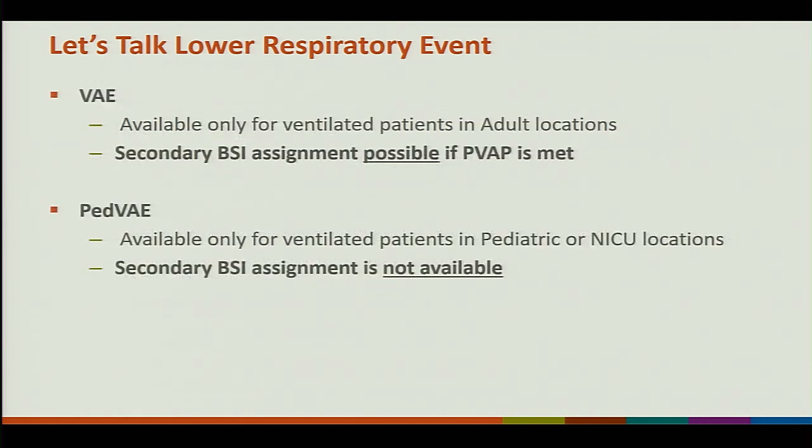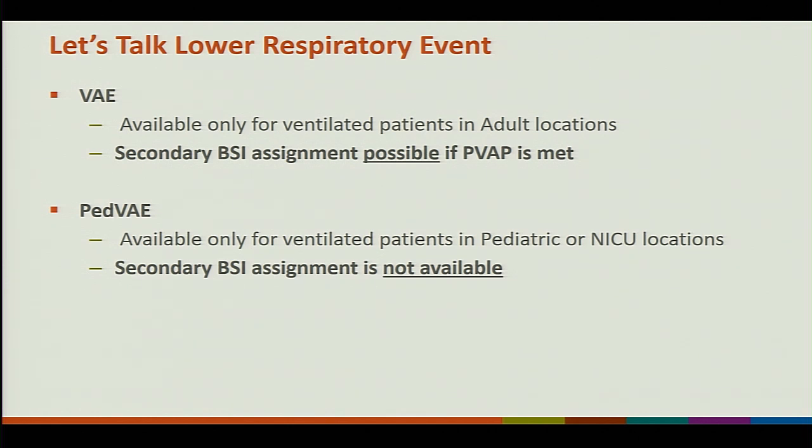Now VAE, that is available for only ventilated patients in adult locations, and that's the only place that you can select the event as an in-plan event in your monthly reporting plan. With VAE, you do have the ability to attribute a BSI as secondary, but you must progress to the third tier of the VAE algorithm, PVAP.